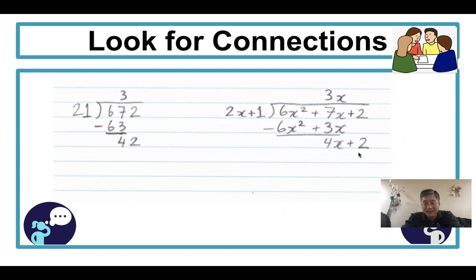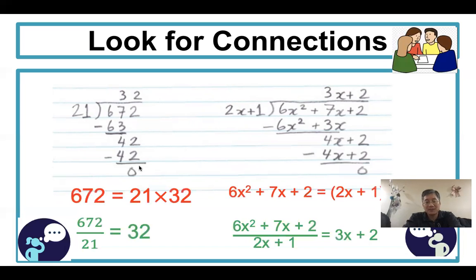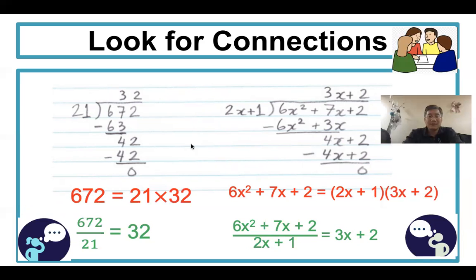Interesting, right? How many 21s are in here? 2, and 21 times 2 is 42. Likewise, 2x times 2 is 4x, and 1 times 2 is 2. Oh, both of them are exactly the same. Then if you subtract, 0, 0, right? So the remainder is 0 for both of them. So the quotient is 32, and here the quotient is 3x plus 2.